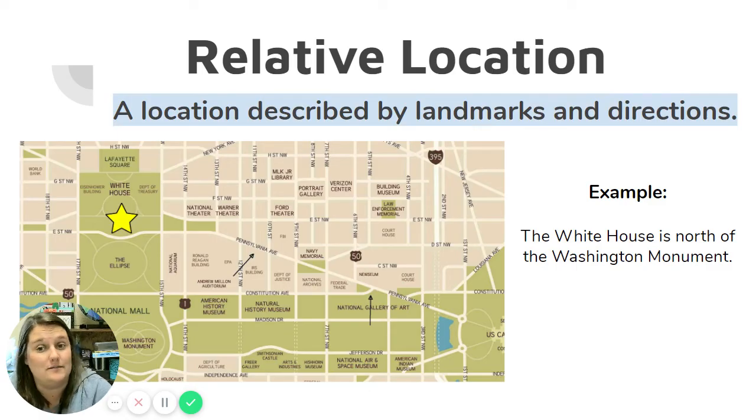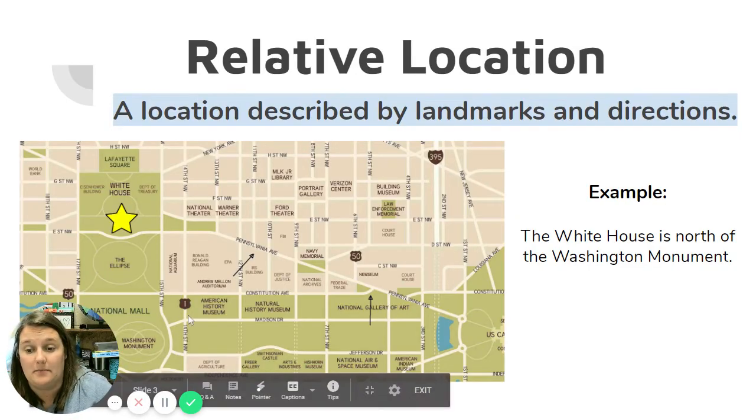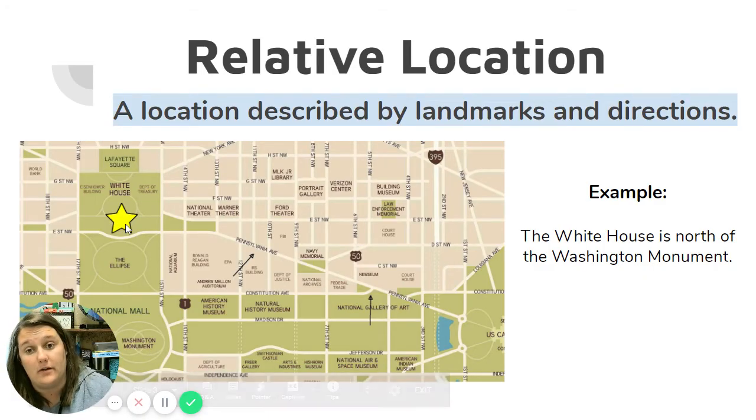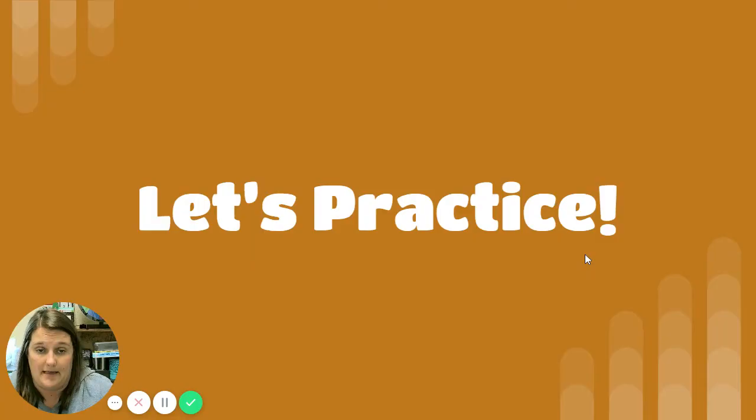Then we have relative locations. Relative locations are going to get us in the right area. This is the location that's described by landmarks or directions. So for example, on this map, we have the White House. Okay, that's right about where the star is, just a little bit above that. And we can tell that the Washington Monument is right down here. So the White House is north of the Washington Monument, excuse me. But we know that it's south of Lafayette Square. So we can use both of those to describe where the White House is located.